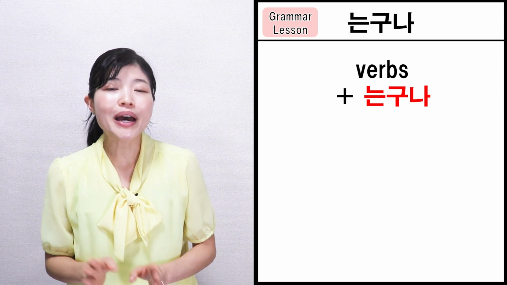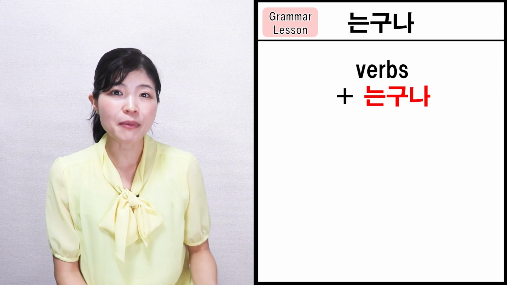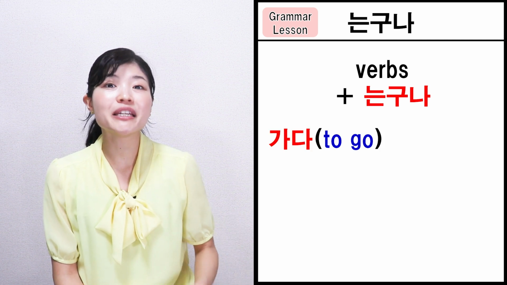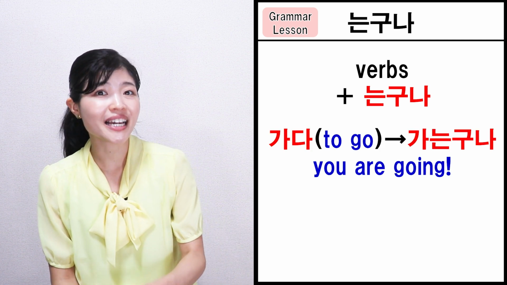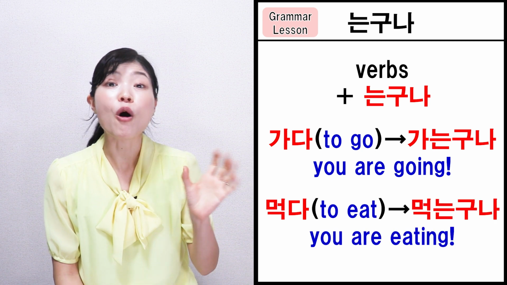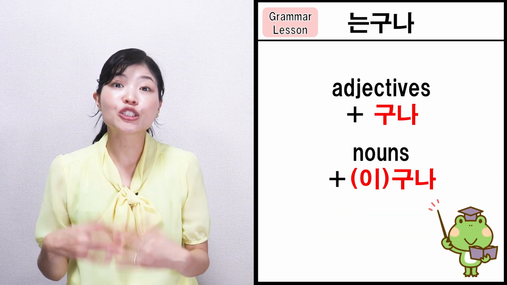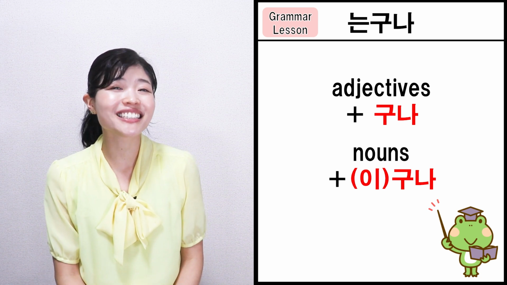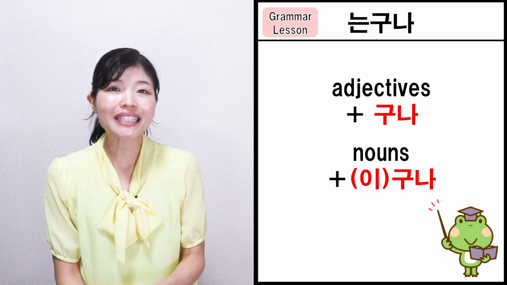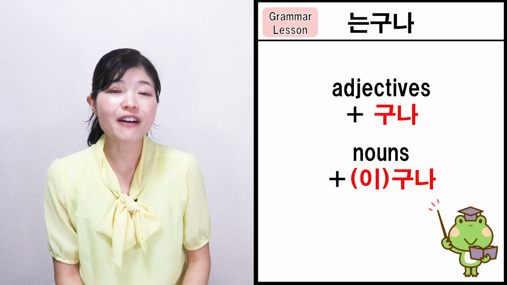For verbs, you attach 는구나 to a verb stem. For example, 가다 will be 가는구나, you are going. 먹다, to eat, will be 먹는구나, you are eating. For adjectives, you attach 구나 to the word stem as it is. For nouns, you attach 이구나, depending on the final consonant.